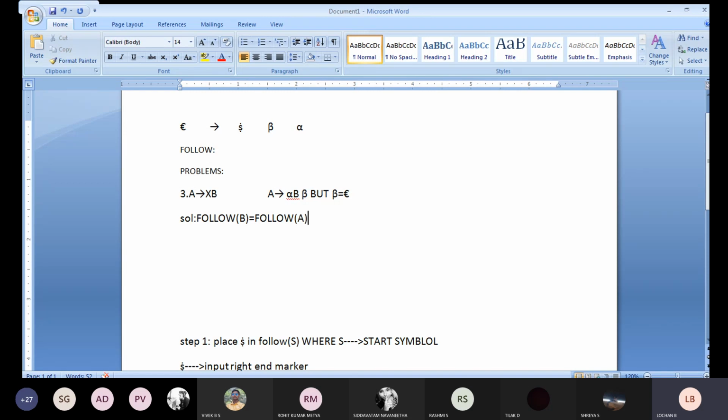But if you see this particular problem, A implies XB is given. So if you compare that step with your step 3, that is A implies alpha B, so the beta value they have given is B. If beta value is equal to epsilon, you will be applying the direct formula called follow of B, which is equal to follow of A. While solving the problem, I'll teach you what this follow of B equal to follow of A is. This is a formula if you get beta value equal to epsilon, so we will be applying follow of B equal to follow of A.